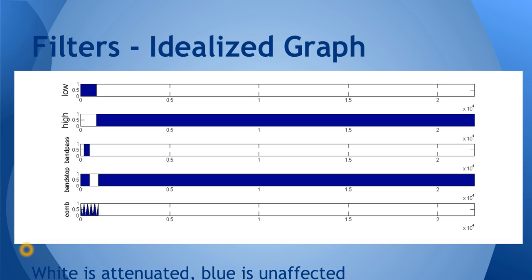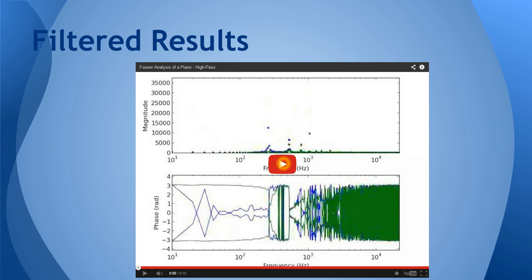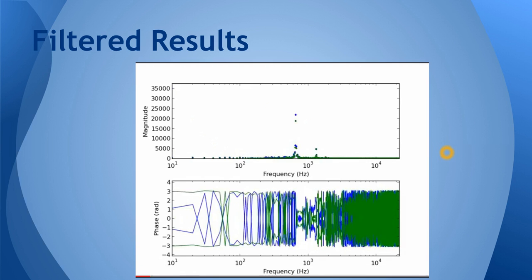So here are the idealized graphs for the filters, for 5 different filters. The white area represents the attenuated part, and the blue is unaffected. As you can see, the low pass filter keeps the frequencies that are below a certain cutoff frequency, and the high pass filter keeps the frequency content that is higher than the cutoff frequency. Here comes our filter results in a video. Here goes.